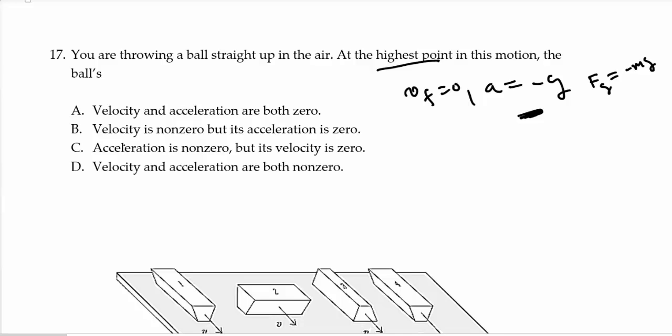A, acceleration and velocity are both zero, not true. Velocity is non-zero, not true. Acceleration non-zero, true. So the answer is C.